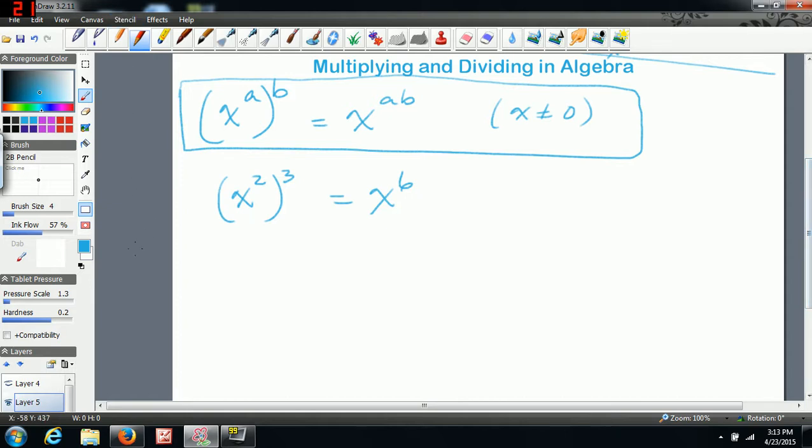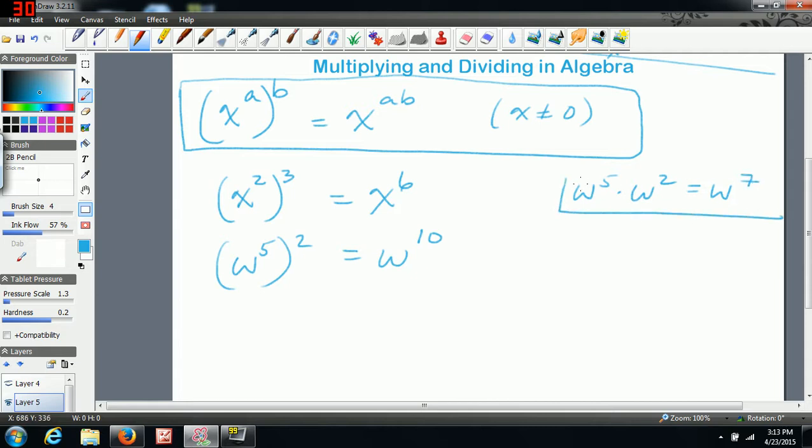So if you had, say, w to the power of 5 raised to the power of 2, what happens is these two multiply and it would become 10, not 7. Okay, so you have to watch out for that. This is different than w to the 5 times w to the 2. In that case, it becomes w to the 7. You add the exponents because you're multiplying two things with the same base. Now these two are not the same question. This is different than this, okay?